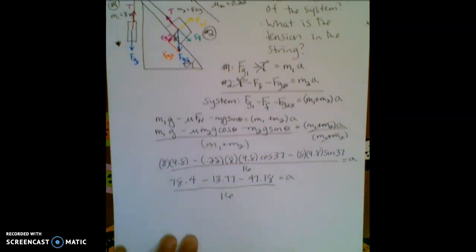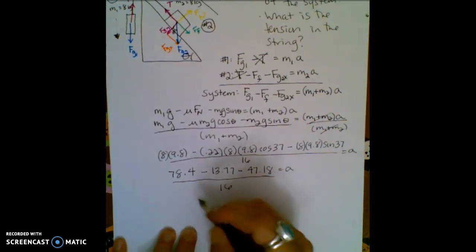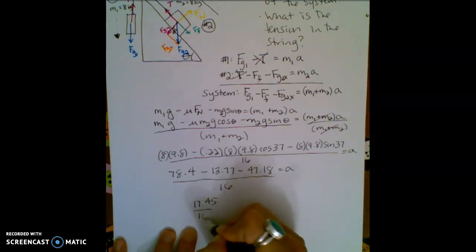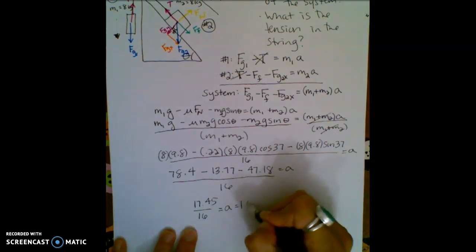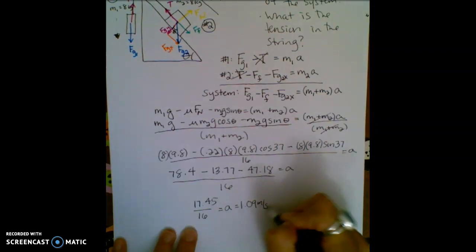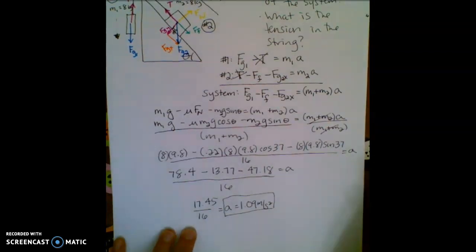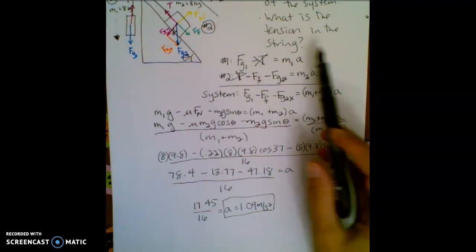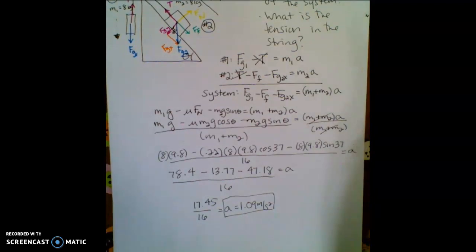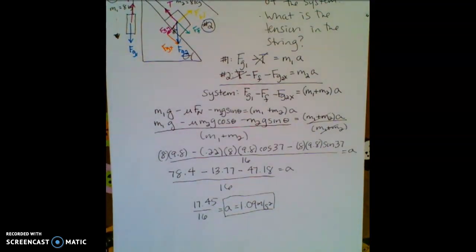And I get 17.45 divided by 16 equals the acceleration, which equals 1.09 meters per second squared. So there's the acceleration of the system. Now, sometimes the problem stops there, but more often than not, they ask what the tension in the string is. And this part is a little bit easier, I think, because you already have the net force equation, and you just have to pick the one that's easier.